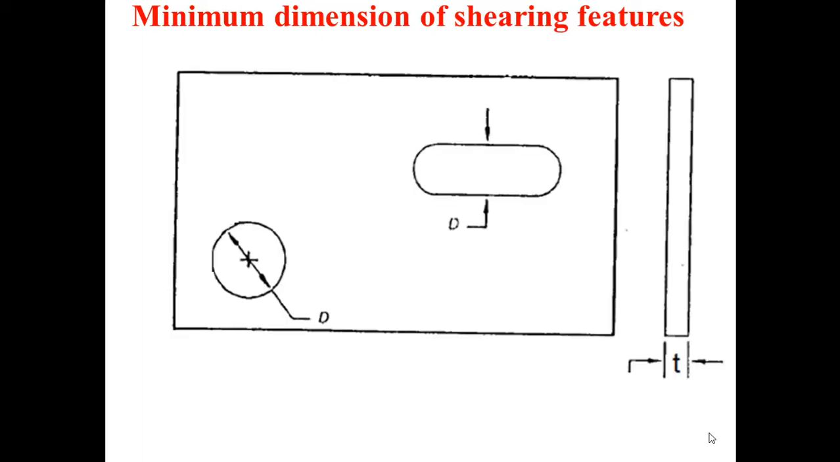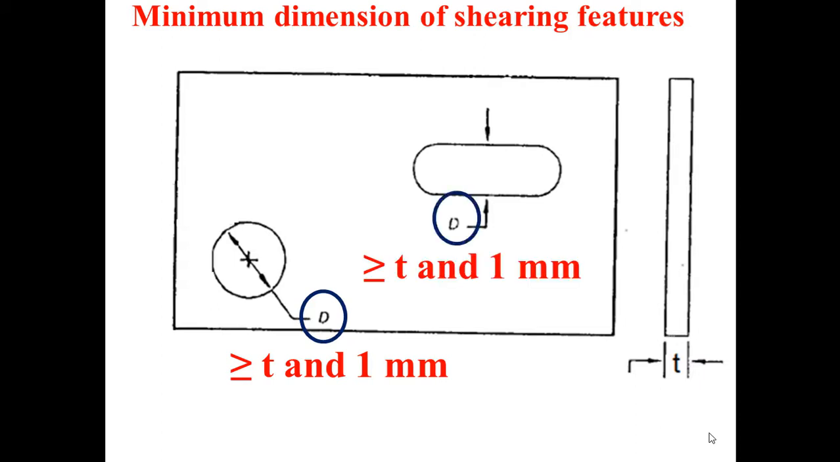Well, for the minimum dimension of shearing features, as you can see in this figure, we have a sheet metal blank on which a hole and a slot are carried out. The rule is the diameter of the hole must be higher than the thickness of the sheet metal blank and at least 1 millimeter. Same thing for the minor dimension of the slot.